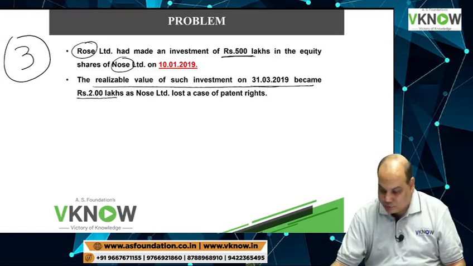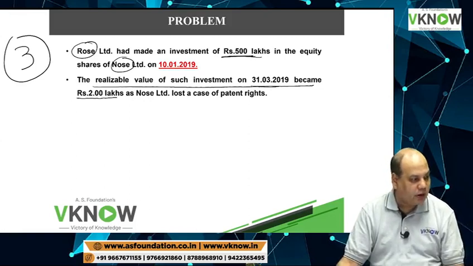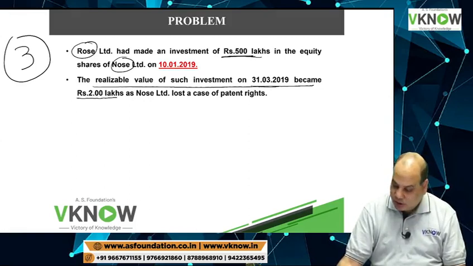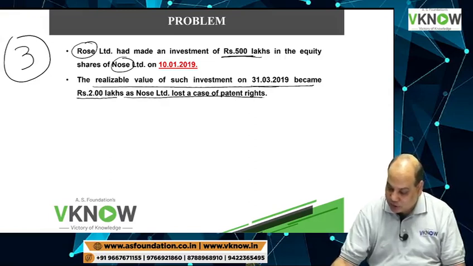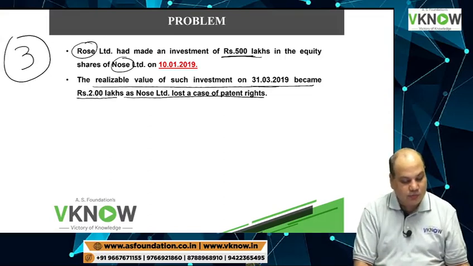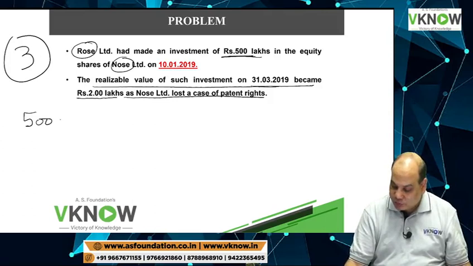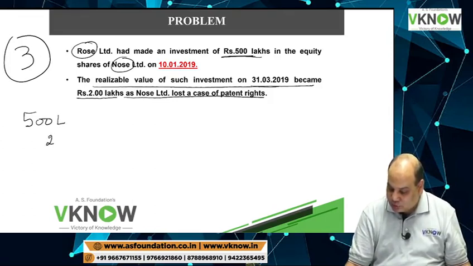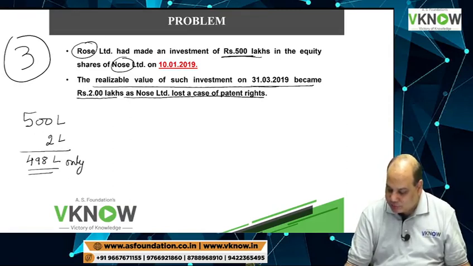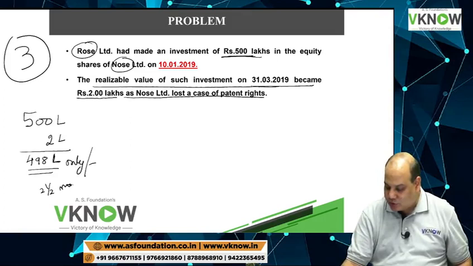And how much you paid for it? 500 lakh. Oh my god. You paid 500 lakh and the value is now 2 lakh because the company lost a case of patent right. Unbelievable. 500 lakh has become 2 lakh. So this is what stock market can do to your wealth. You invested 500 lakh in around 2 months and 20 days, and it has gone down to 2 lakh only. You lost 498 lakh in 2.5 months. Still, if you want to invest in share market, you are welcome.